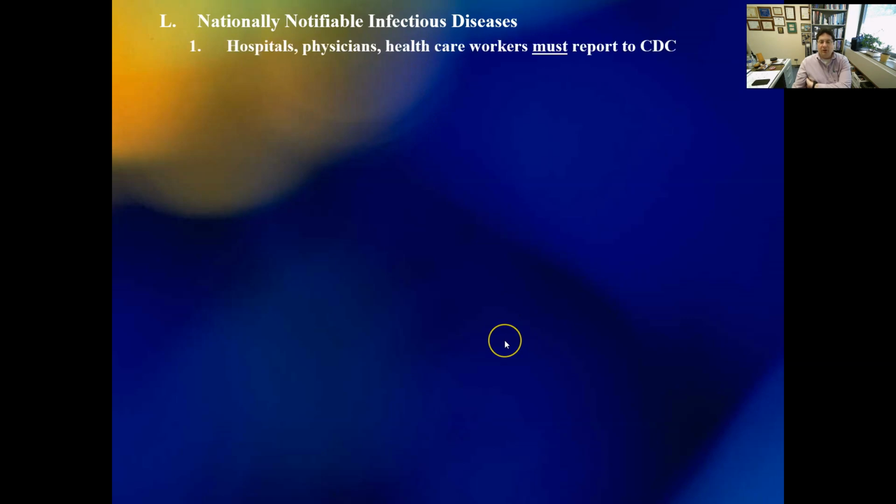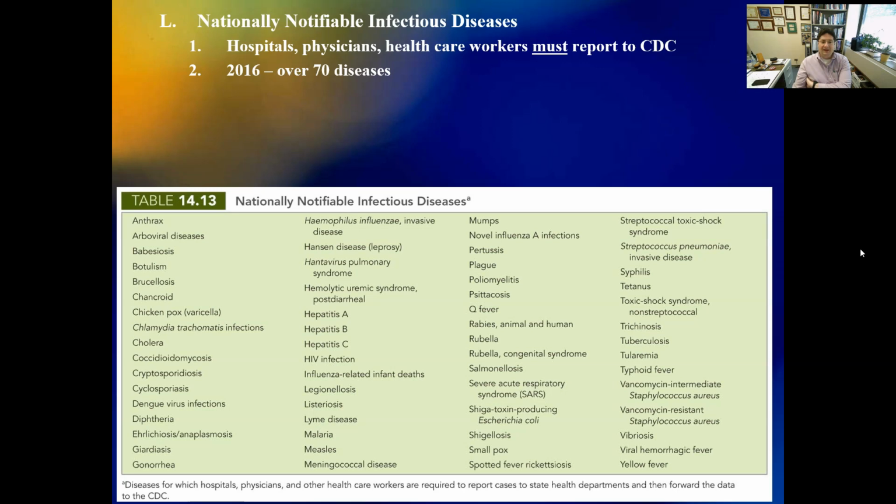Now, we also have, and this can be important from a medical perspective, nationally notifiable infectious diseases. These are those that must be reported to the CDC. If a case comes up, hospitals, physicians, or healthcare workers must report to the CDC. As of 2016, there were 70 such diseases. The list has grown a little bit, like COVID's on that list now. But here we see what some of these are, the nationally notifiable infectious diseases that you are required to report to state health departments and then eventually the CDC.